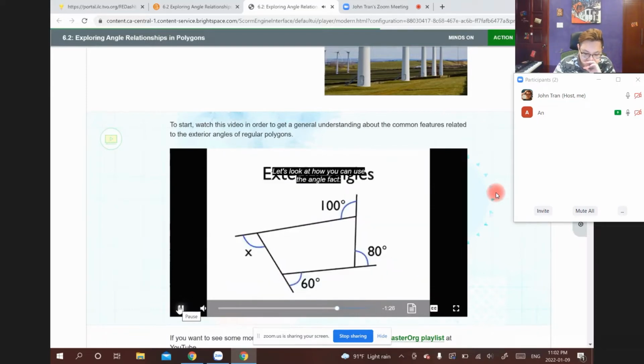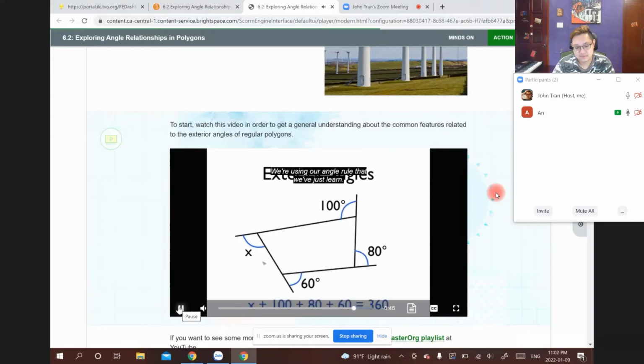Let's look at how you can use the angle fact that all exterior angles add up to 360 degrees to solve some angle problems. Now, you might get an irregular polygon, such as I've got here, an irregular quadrilateral. And you may be given some of the exterior angles with one being unknown. In this case, the exterior angles are 100 degrees, 80 degrees, and 60 degrees, and also an angle of an unknown size, which I've called x. And the purpose of this calculation is to work out what size angle x must be.